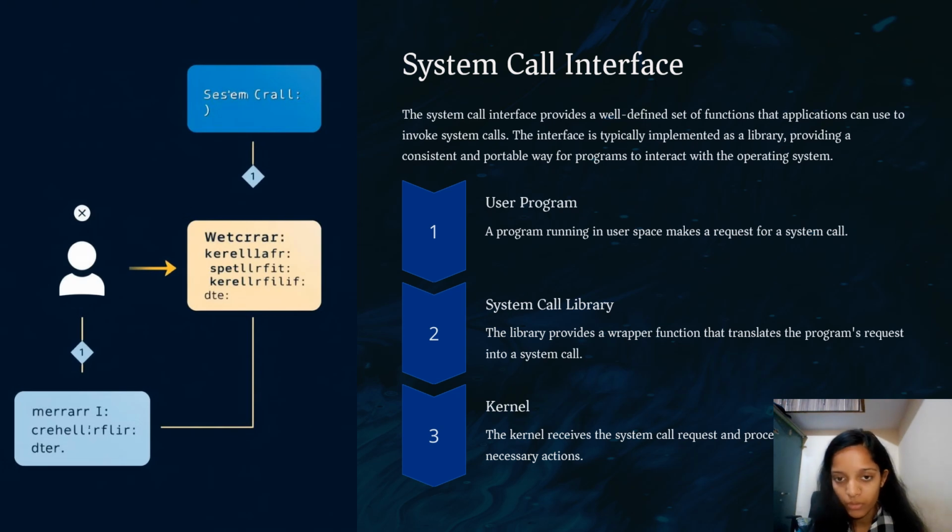First one is user program. A program running in user space makes a request for the system call. The system call library provides a wrapper function that translates this program's request into a system call. Kernel receives the system call request and processes it, performing the necessary actions.